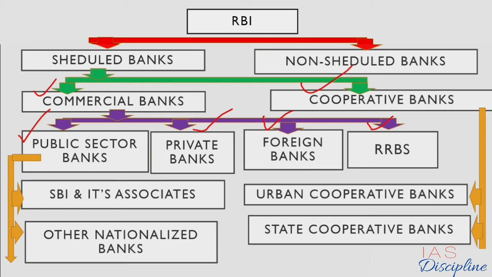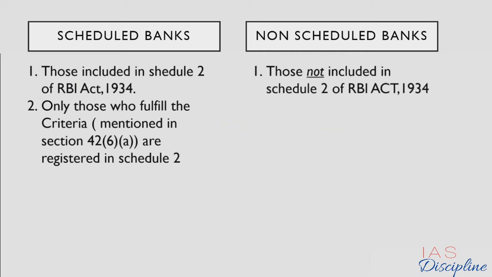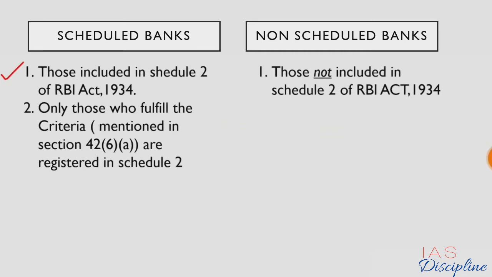Under public sector, you can see SBI and its associates and other nationalized banks. Okay? In cooperative banks, you can see urban cooperative banks and state cooperative banks. Okay. Now let's get deeper into these. Now coming to the scheduled banks and non-scheduled banks.